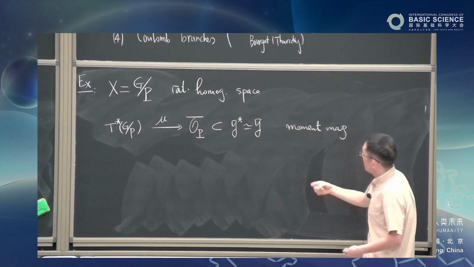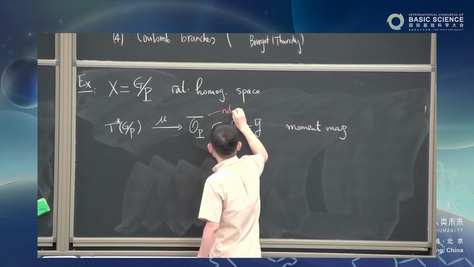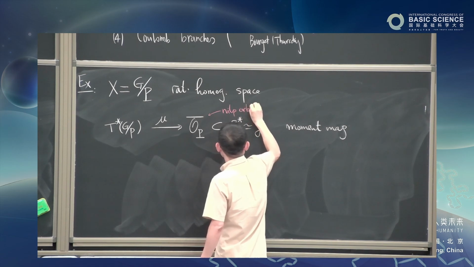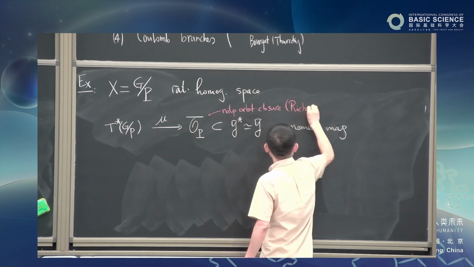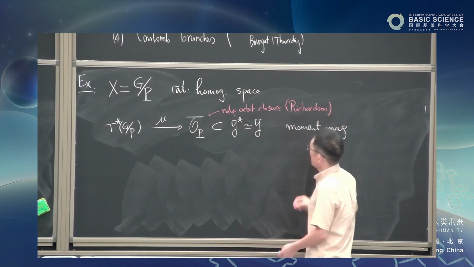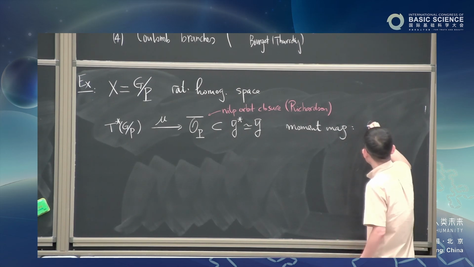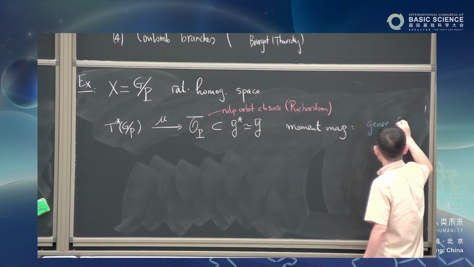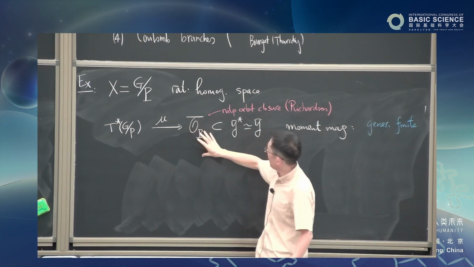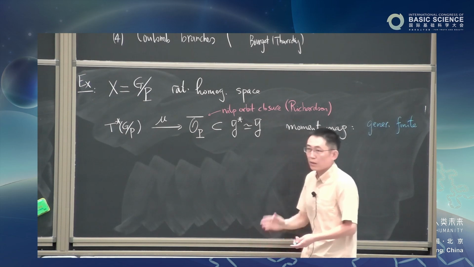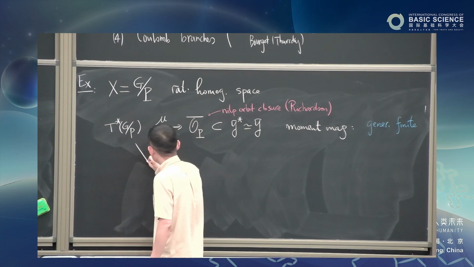And it's well known by Richardson that this is a nilpotent orbit closure. And also this map is only geometrically finite, which means if you take a point on the open orbit, the fiber is only finitely many points. And then what you can do is try to take the Stein factorization.